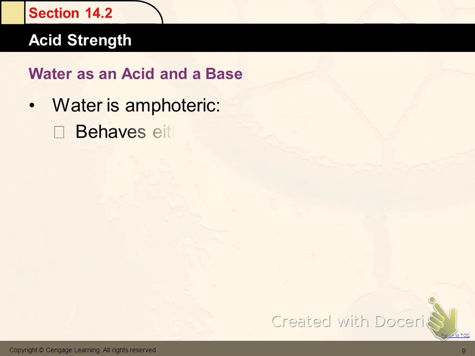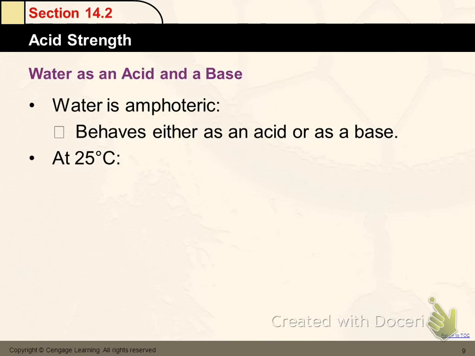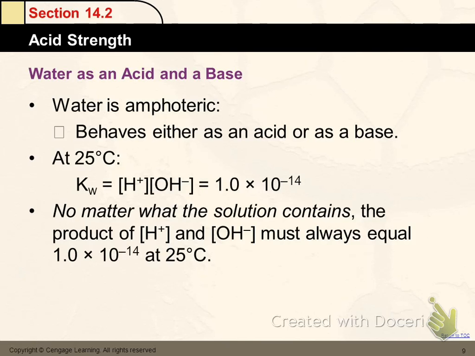Now, as I said before, water is amphoteric, which just means it can act as an acid or a base. Because of this, we actually have what's called the dissociation constant of water. It's the concentration of H+ ions times the concentration of hydroxide ions, just like we would have before. And this answer always comes out to 1.0 times 10 to the negative 14, no matter what solution it contains, no matter where you find it at 25 degrees, the Kw, or the dissociation constant of water, should be 1 times 10 to the negative 14.